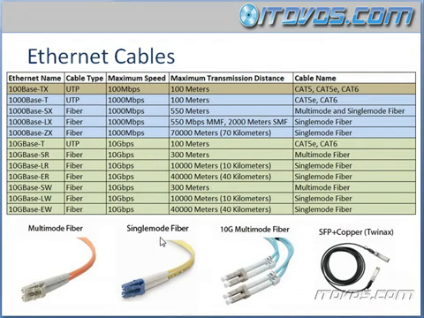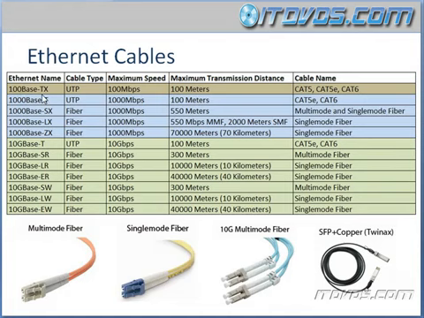Now let's talk about the different types of Ethernet cables and what type of speed and distance we get out of those cables. Here we have an Ethernet name, the cable type, the maximum speed we're going to get from this particular cable, the maximum transmission distance we're going to get from this cable, and also a cable name that we might commonly use. And we do need to memorize these Ethernet names and know their speeds and their transmission distance. So the first one is 100 base TX.